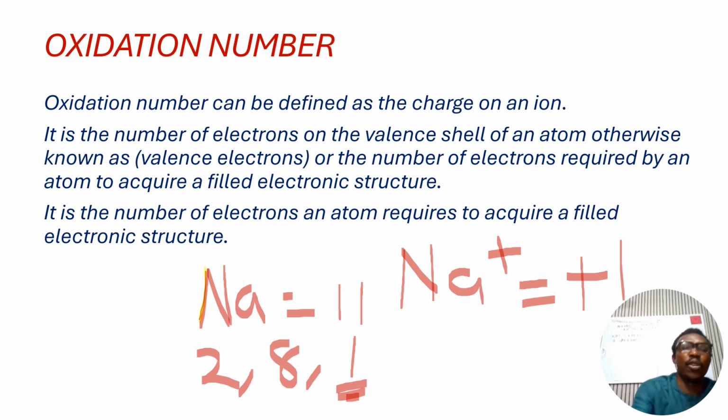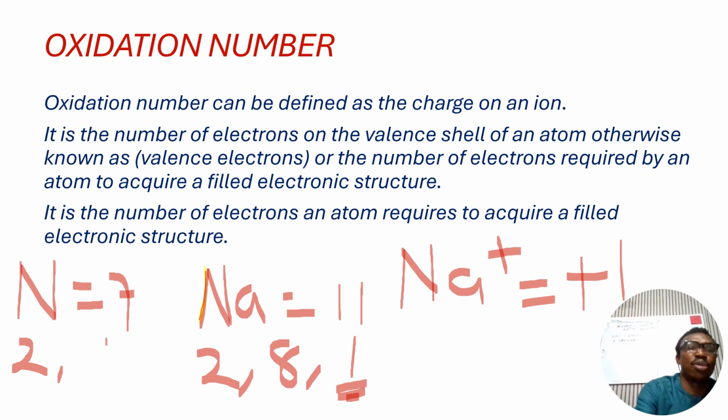Now, if you look at nitrogen, for example, nitrogen is 7. Nitrogen has 5 electrons in the outermost shell, which is 2, 5. So it needs 3 electrons to complete its octet state. So it will be N3-. So the oxidation number of nitrogen is equal to what?